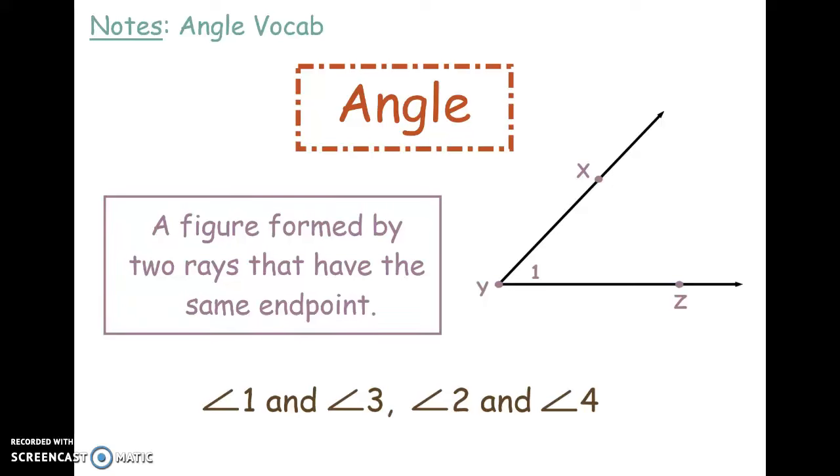Okay, we are finally moving on from points, lines, and planes. We're stepping it up a little bit, and we are now making angles. So we're going to run through this vocabulary quickly. Some of the stuff you've already heard about, refreshing from middle school, maybe even elementary school, and then you'll be done. So your first term is an angle, a figure formed by two rays that have the same endpoint.